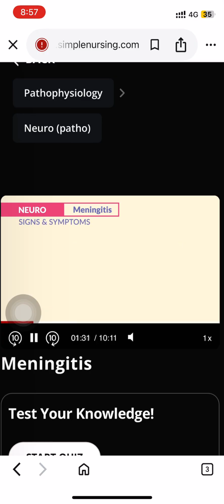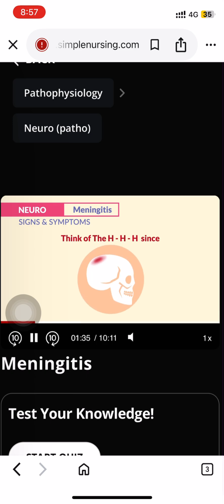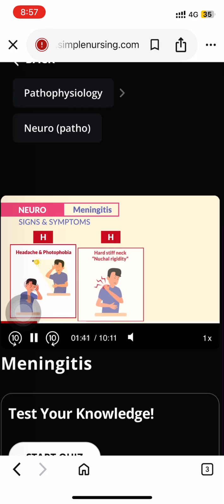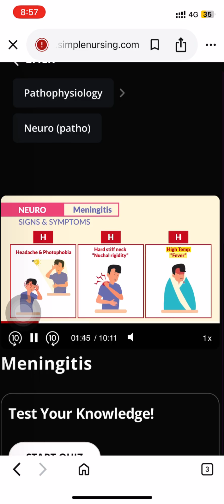Now, the key signs and symptoms to look for, think of the 3 H's since it affects pressures inside the head. H for headache and photophobia. H for hard neck, known as nuchal rigidity, and H for high temperature. We typically see a high fever due to the infection.